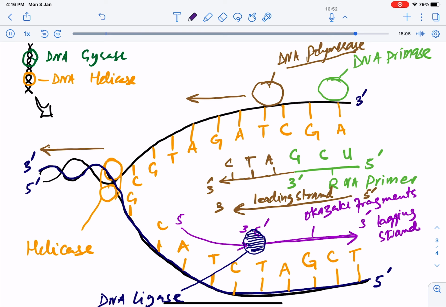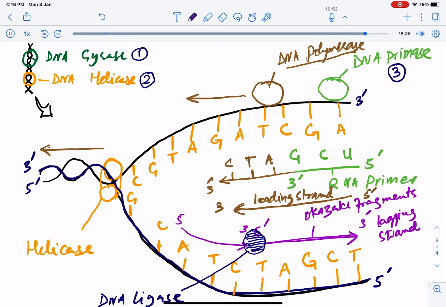So we have discussed gyrase enzyme, which uncoils the DNA molecule, DNA helicase, which breaks hydrogen bonds and separates the two strands of a DNA molecule apart, making a replicating fork. Then we discussed the role of DNA primase, which attaches a primer.